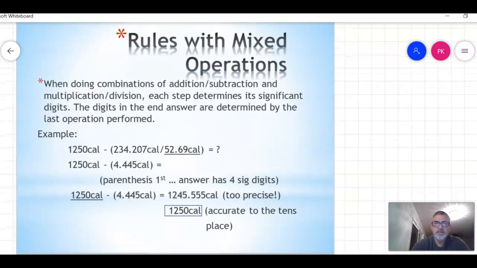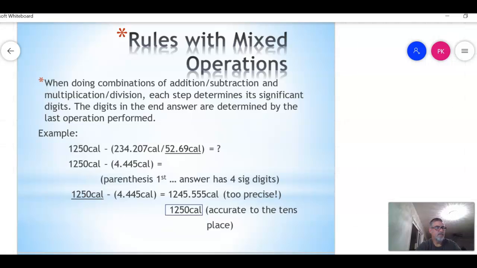If I have mixed operations, then I'll follow the rules of math. So I'll do parentheses first. Right, so if I have this, this is a division problem. Division is number of digits. So this has 6 digits. This has 4 digits. So when I do this division problem, I get 4 digits. Right, and then subtraction is to the precision. This is precision to the tens. This is precise to the thousandths. So tens.